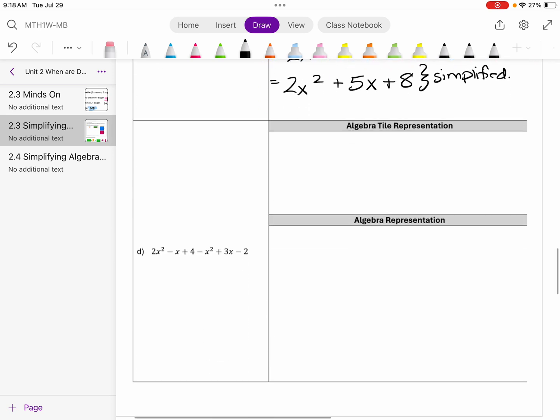Okay, one last question. So what happens when I have 2x squared minus x plus 4 minus x squared plus 3x minus 2? I want you to take a second, pause the video, represent this using algebra tiles, and then come back.